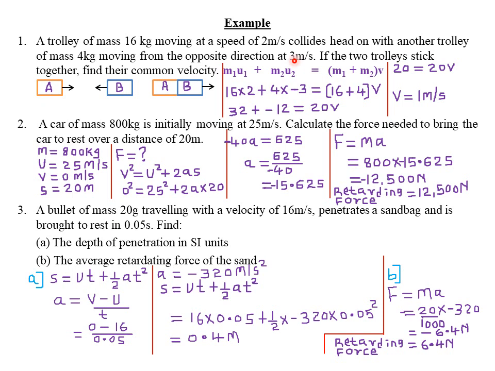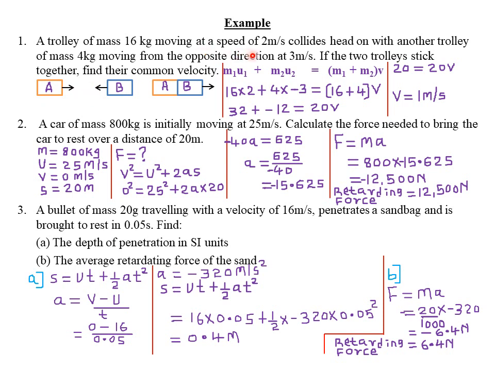Then it collides head-on with another trolley of mass 4 kg moving from the opposite direction at 3 meters per second. So this is our second trolley. We are told that it is moving from the opposite direction. Therefore, if our first trolley is moving towards the right-hand direction, then our second trolley B must be moving towards the left-hand direction.